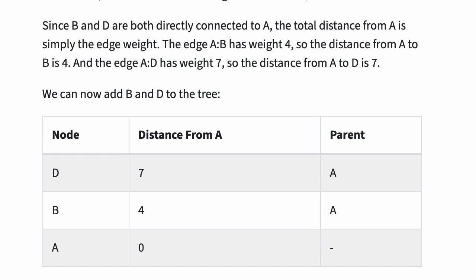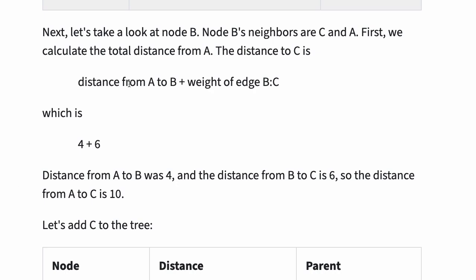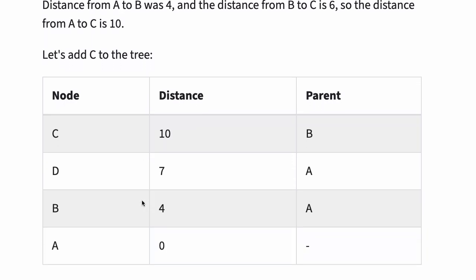First, we calculate the total distance from A. The distance to C is the distance from A to B plus weight of edge BC, which is 4 plus 6. Distance from A to B was 4, and the distance from B to C is 6, so the distance from A to C is 10. Let's add C to the tree.